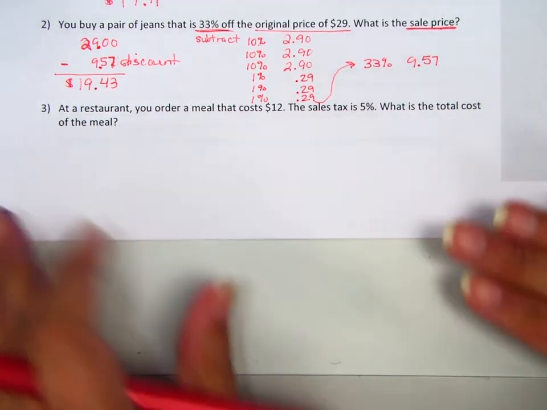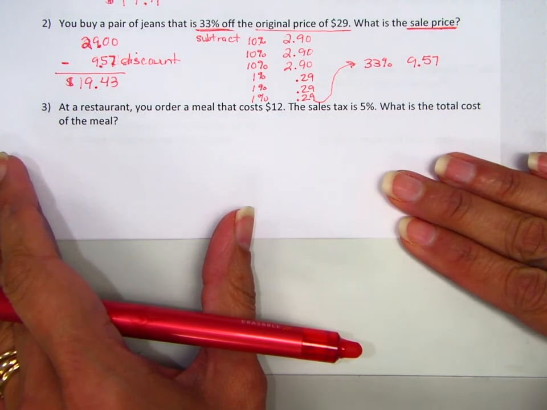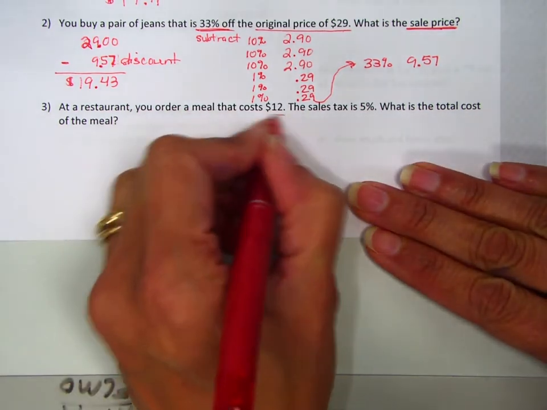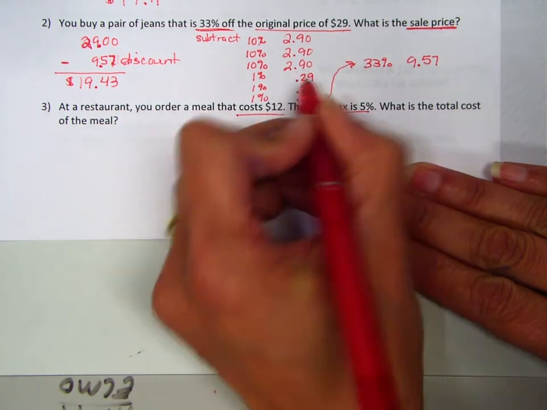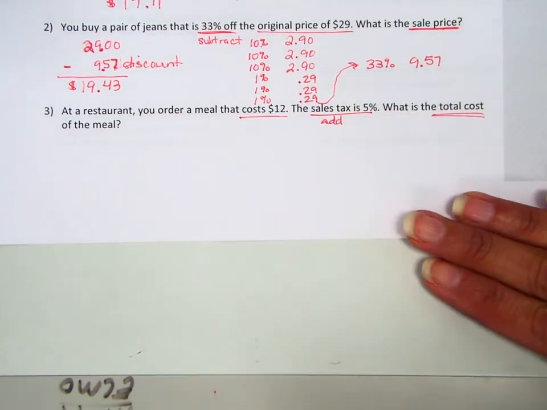Now we're going to a restaurant and we're going to order a meal that costs $12. The sales tax is 5%. What is the total cost of the meal? So we are going to have a meal. We're going to have tax, which is adding, and we want to know the total cost.